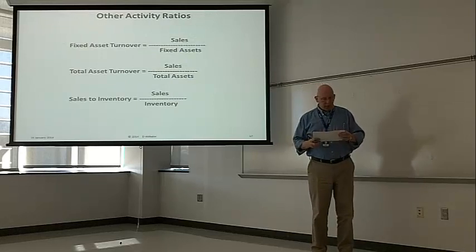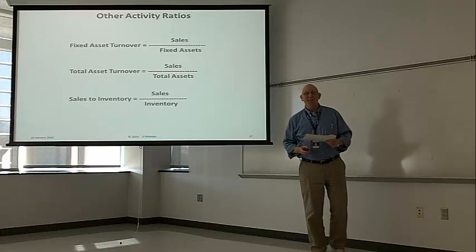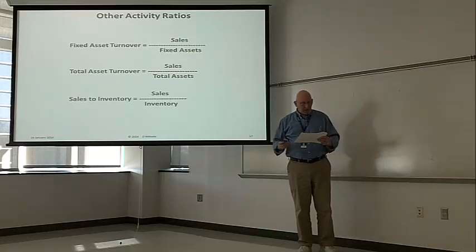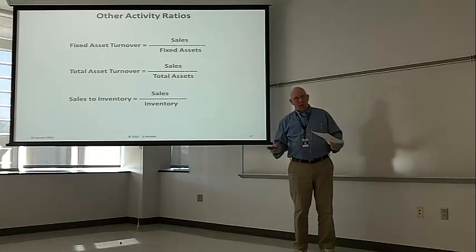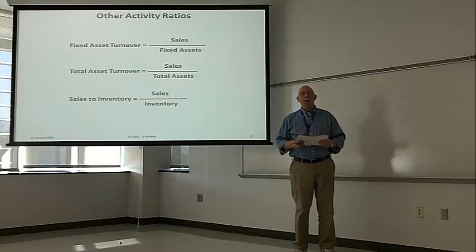Some other activity ratios. Most are comparing sales to one term or another. Fixed asset turnover compares sales to fixed assets. Total asset turnover compares sales to total assets. And sales to inventory compares them to inventory.